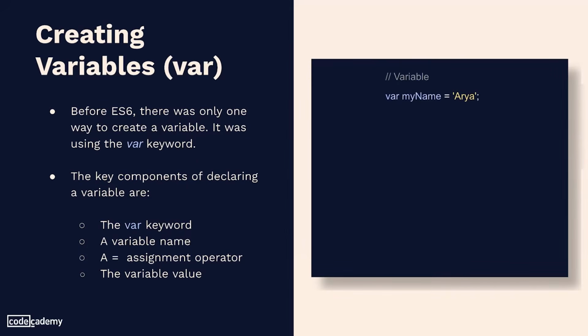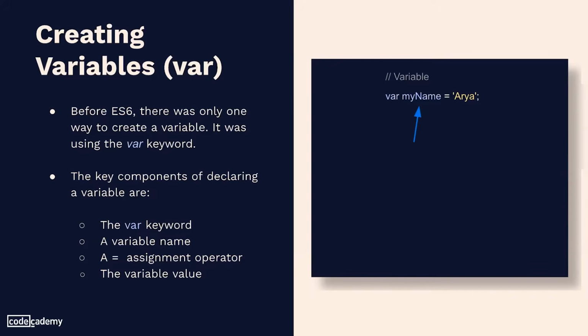Let's talk about the 4 components we just mentioned. First, we have the keyword var that tells JavaScript we are creating a variable. In programming, you may hear that when a variable is created, it is declared. The term declaration is used to describe when we create something new using an identifier such as a keyword like var.